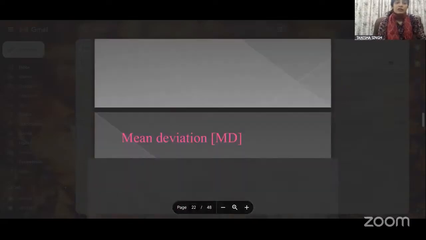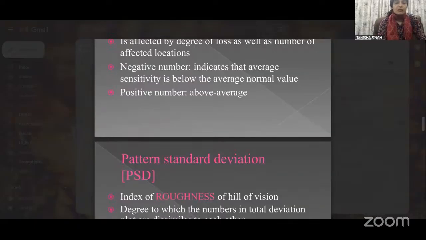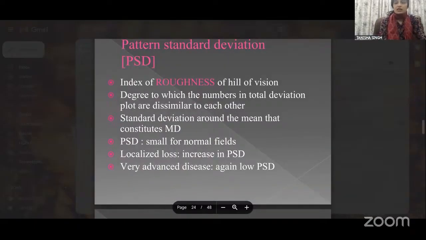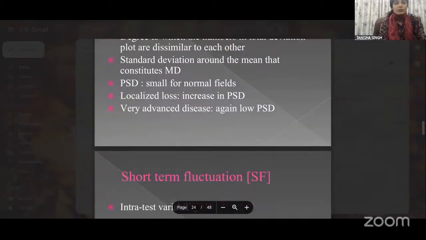Coming to the global indices, the mean deviation is the average overall severity of visual field loss with more weightage to the central points. And the pattern standard deviation is the index of roughness of the hill of vision, the degree to which the numbers in total deviation plot are dissimilar to each other, and the standard deviation around the mean that constitutes the mean deviation. So in very advanced disease, again, it plateaus. So again, a low PSD appears in a very advanced disease because overall roughness of the hill of vision disappears.